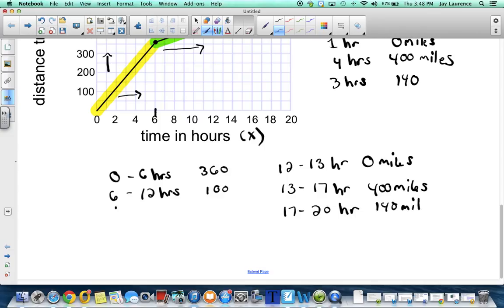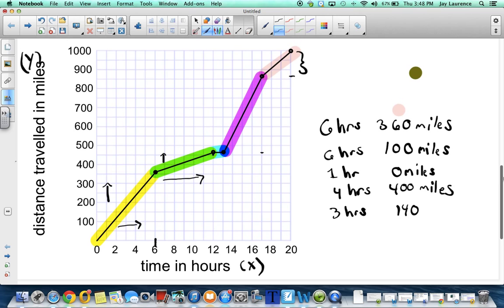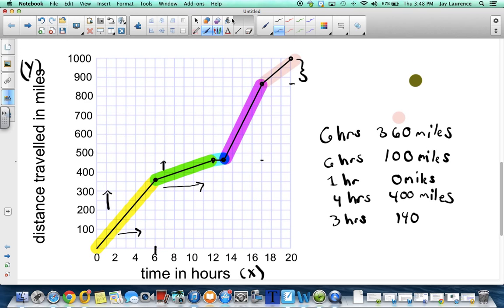And the father's probably going crazy. 20 hours in the car. Kids are going stir crazy, bouncing off the walls, had too much sugar. Oh no. All right, so that's what this graph is trying to tell us.